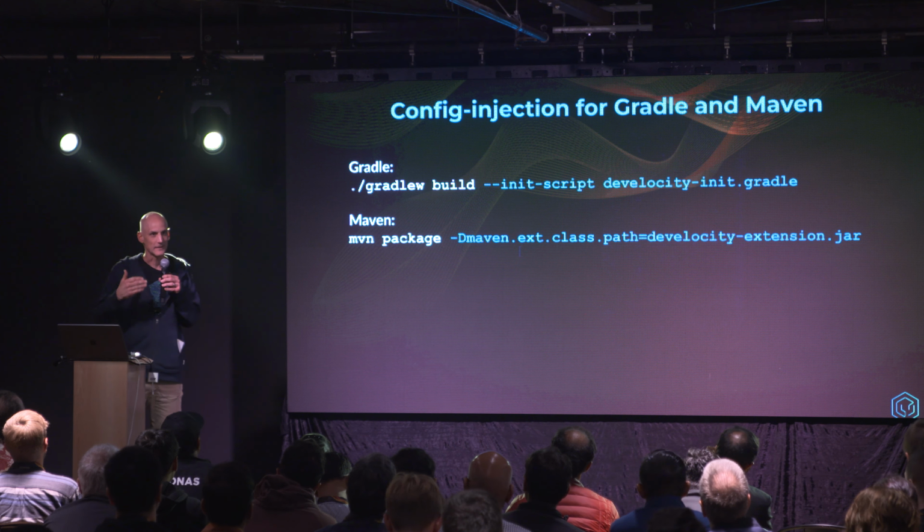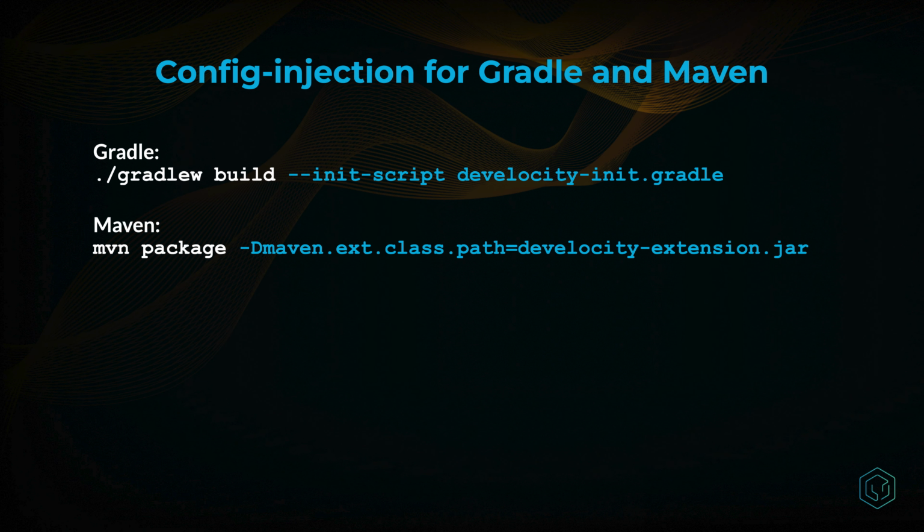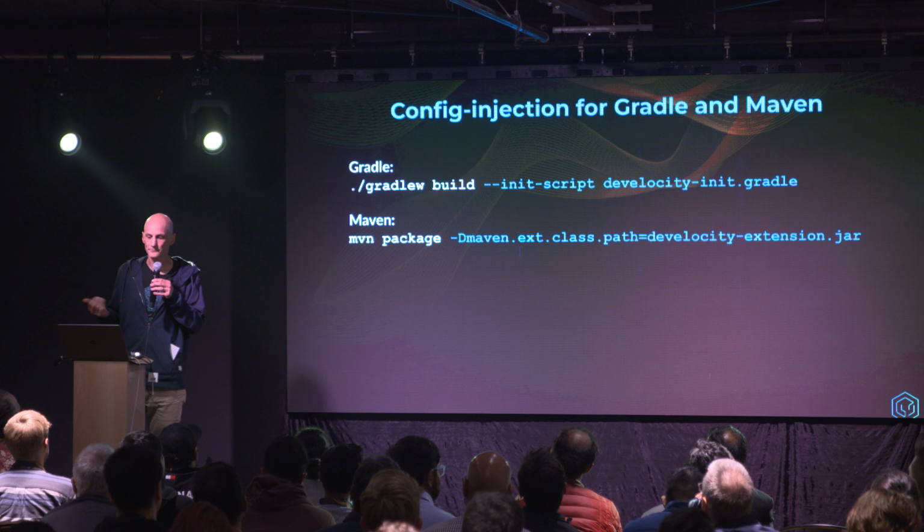For those that understand things better in terms of code, this is just pseudocode. But how does injection work? For Gradle builds, we inject an init script from the runner, right? So we use the existing runner and we just say, hey, here's one more argument, and it points to an init script. For Maven, we add one more system property that defines the extension class path, where we can say we also want the Develocity extension jar to be on that extension class path. And that's it.